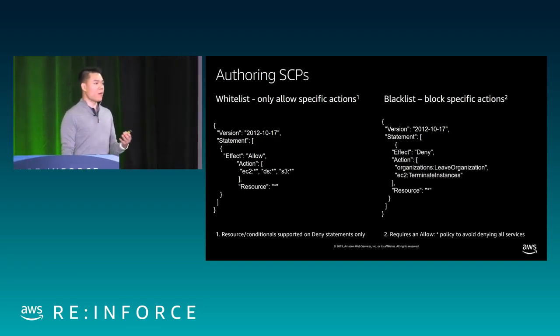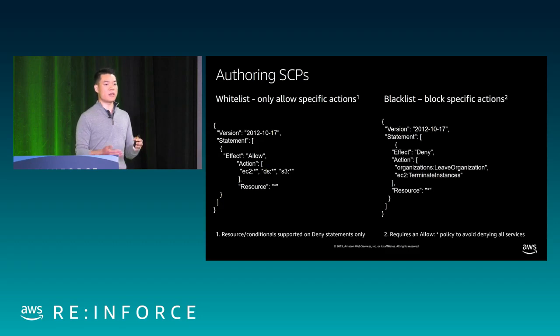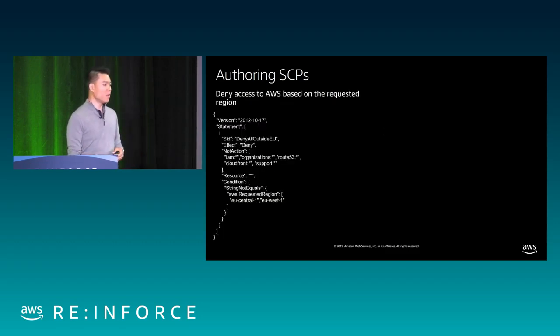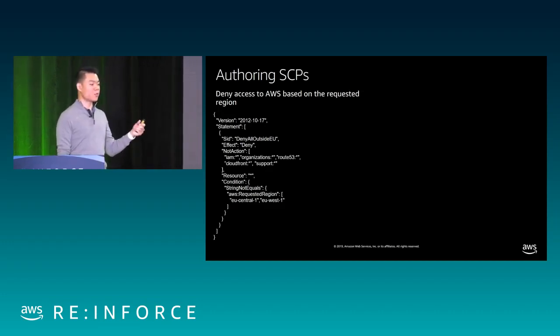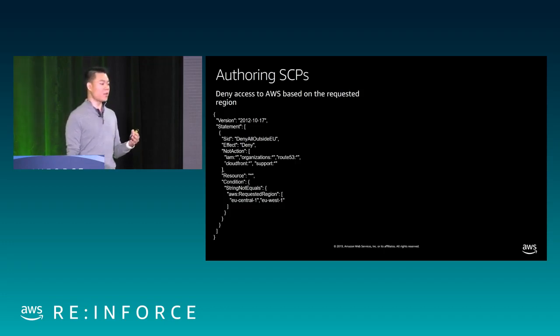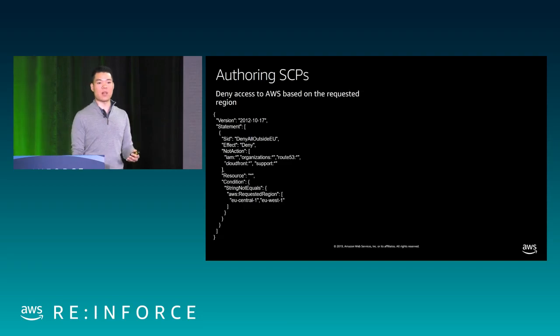Let's talk about a couple more complex use cases for service control policies that are directly tied to customer use cases that we worked with. Over here, for example, I've written a policy that denies access to AWS based on the requested region. An example of where you would use this policy is to ensure that accounts can only launch resources in AWS's European regions so you can have improved compliance with GDPR regulations.